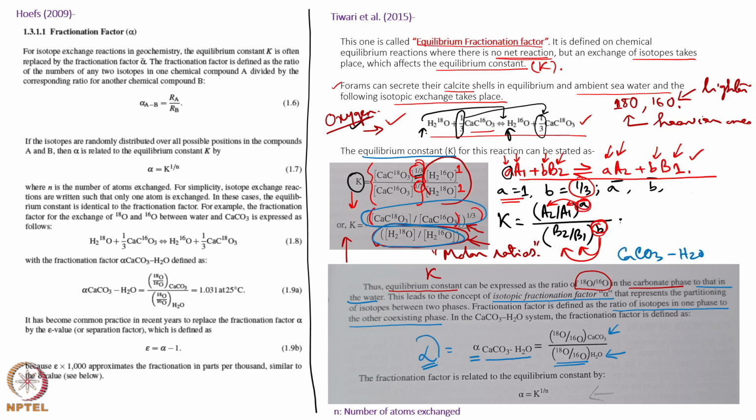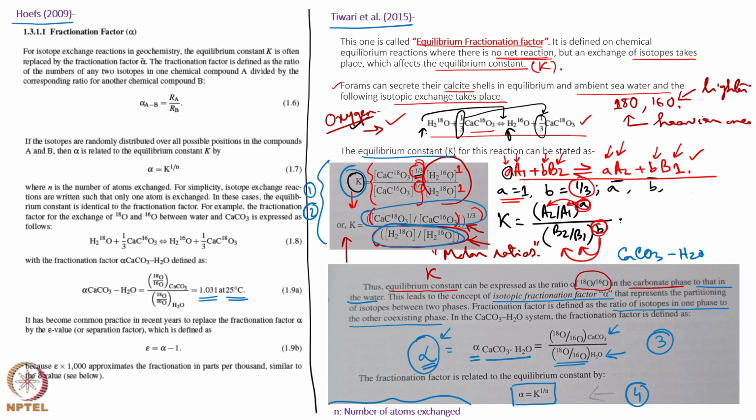Now, a relation exists between alpha and K. Alpha is equal to K to the power 1 by n, where n is the number of atoms exchanged. So, we have to remember these equations: equation 1 and 2, this is equation 3 and this is equation 4. This alpha magnitude, alpha CaCO3-H2O at 25 degrees centigrade, is found out to be 1.031.